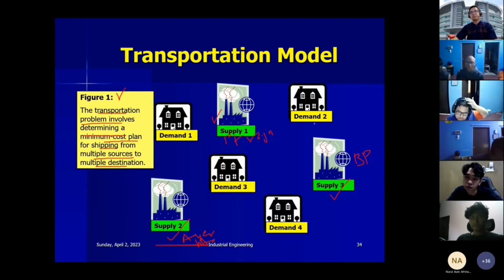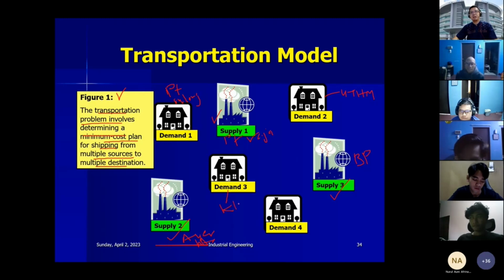Then demand 1, demand 2, demand 3, demand 4. For example, demand 1 is located at Parit Sulong, so we found it nearest. Demand 2 is UTSM, for example. Demand 3 will be Keluang or Taman Keluang, for example. Demand 4 will be at Sri Gading. So I give it to you. This is supply, the manufacturers, and this is demand.